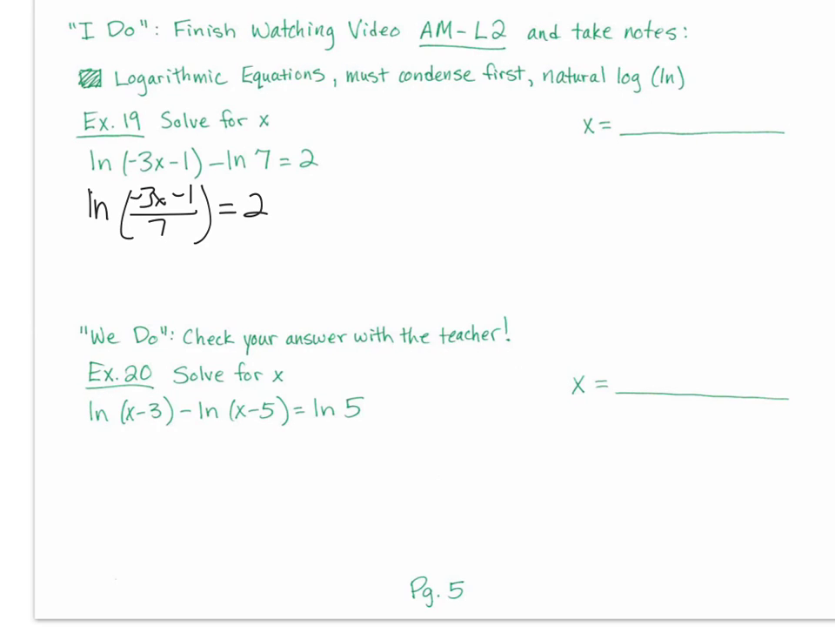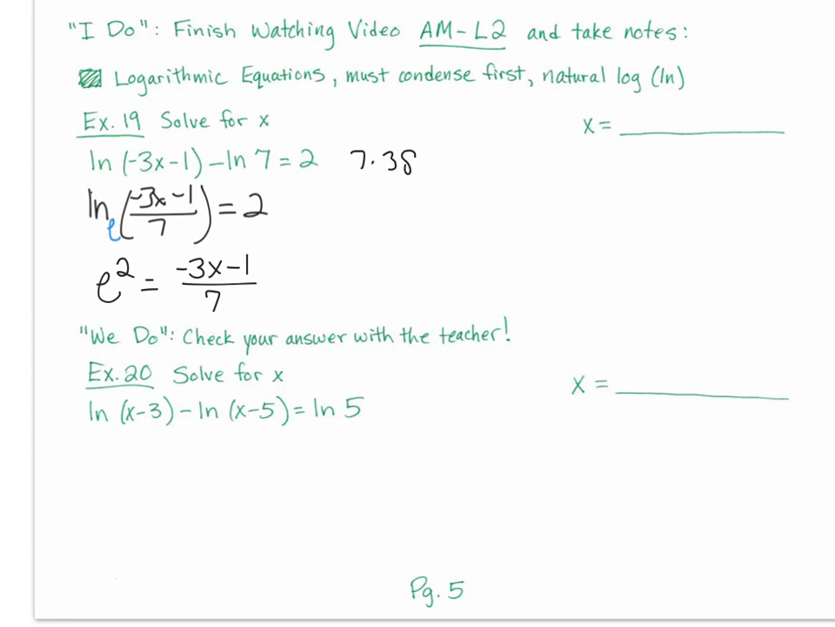Okay, I'll remind you that natural log, remember, has a base of e. So as I think about undoing this exponentially, it would be base to the answer equals what we're taking the log of. So that's e squared is going to equal that fraction, negative 3x minus 1 all over 7. Now we can use our e button on our calculator and just do e squared, actually in this case, and get an approximation for that.